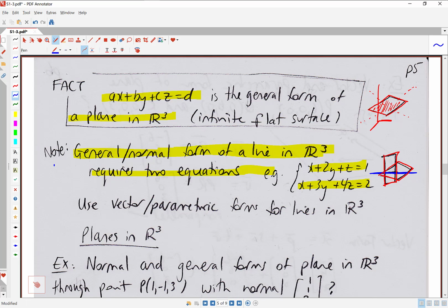So the point is, unhappy face. General or normal form for a line in R3, not nice to work with. So bottom line here is we're just going to use vector or parametric form for lines in R3. If you rephrase that, we're saying don't use general or normal form for lines in R3.